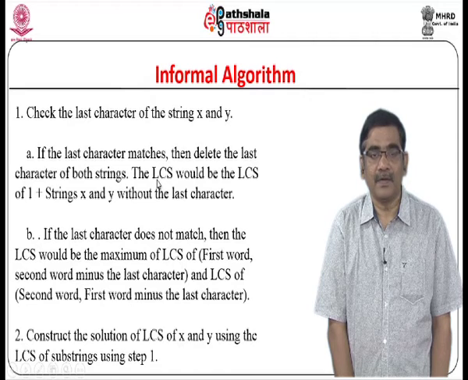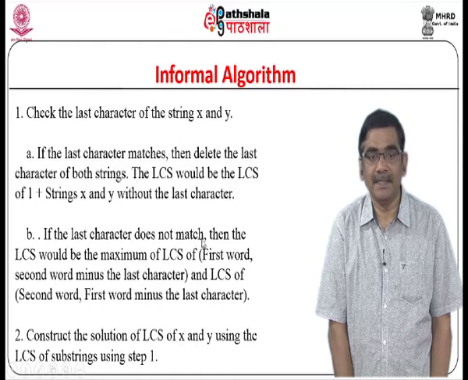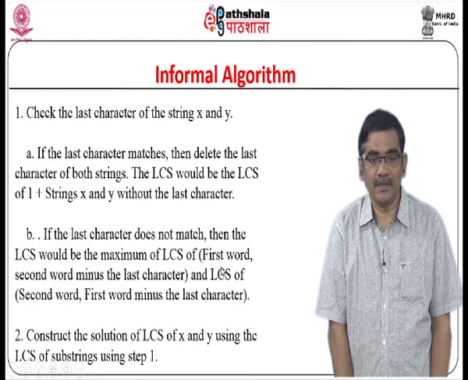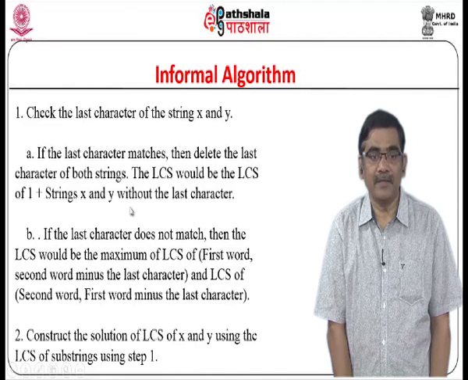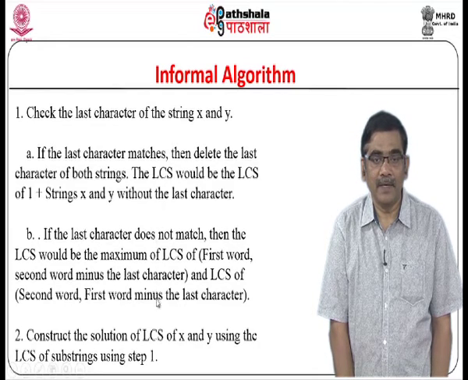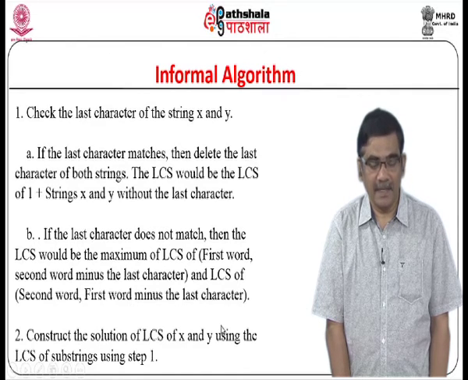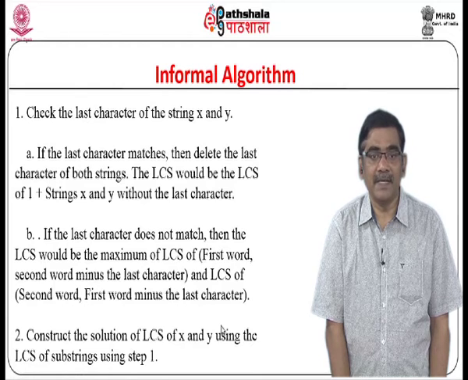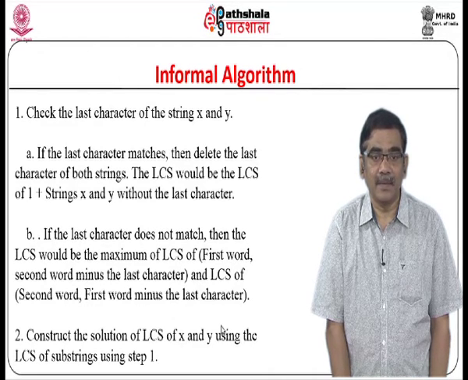Fine, this is the informal algorithm. Check the last character. If the last character matches, then delete the last character in both the strings, and the LCS will be 1 plus the LCS of x and y without the last character. If the last character does not match, then it is going to be the LCS of the first word and the second word minus the last character, and the LCS of the second word and the first word minus the last character. In this manner we can find L of i comma j, and we store that into the table, and we repeat this process. By the end of the algorithm, the table will be full, and the last entry tells you the number of characters that match, and that gives the longest common subsequence.